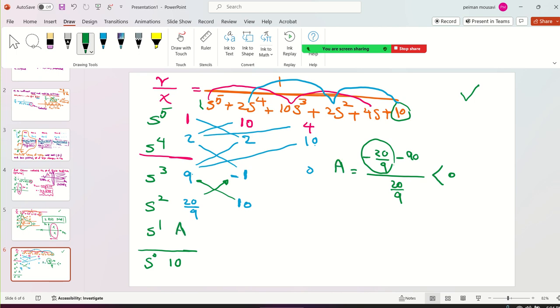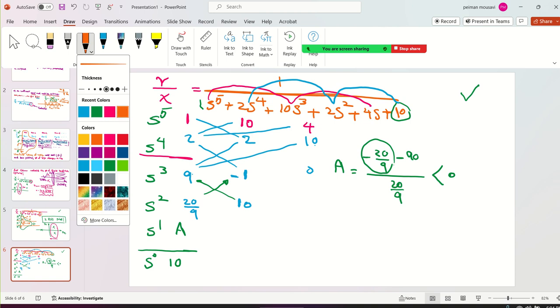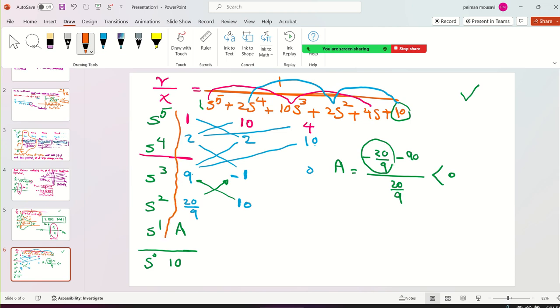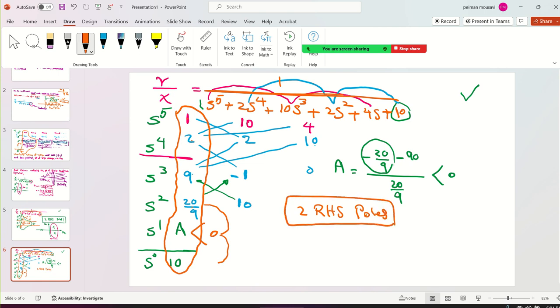So now let us pick the first column: positive, positive, positive, positive, positive, negative. Your system is unstable. How many right-hand side poles do you have? From plus to minus, minus to plus. You have 2 right-hand side poles. Your system is unstable. You have to fix it.